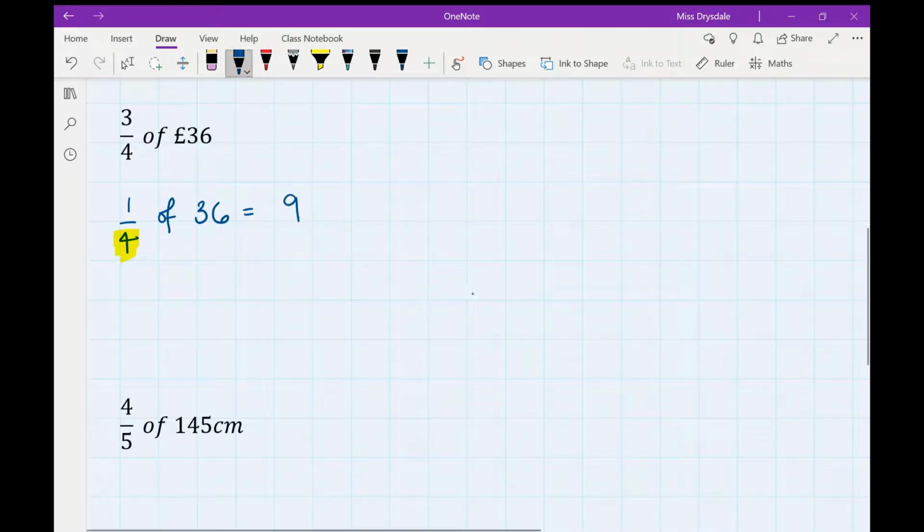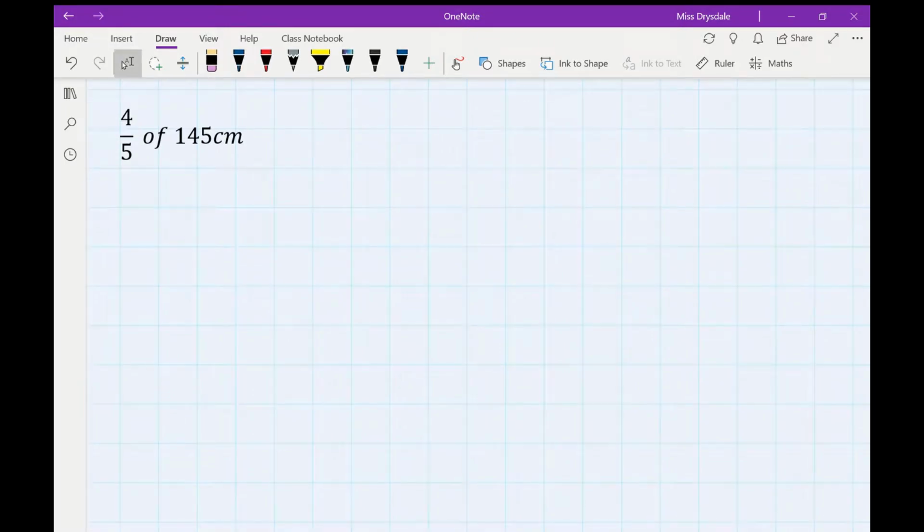And back up to our original question, 3/4 of 36. Well, if we know 1/4, we're now going to times it by 3. So 9 times 3 is 27. And in our question, we are dealing with pounds, so we need to remember our pound symbol. 27 pounds.